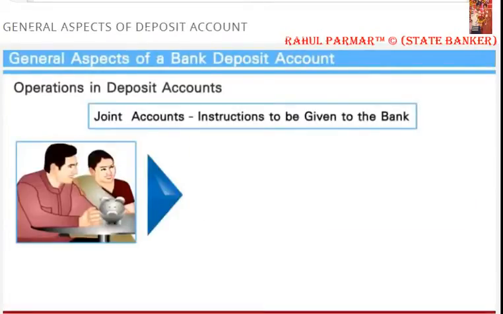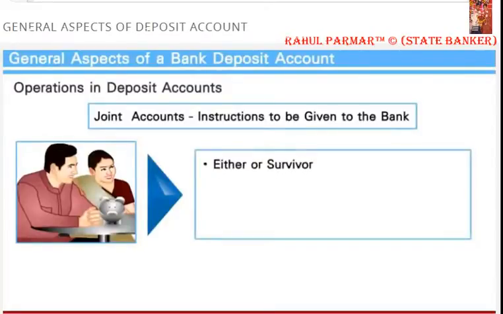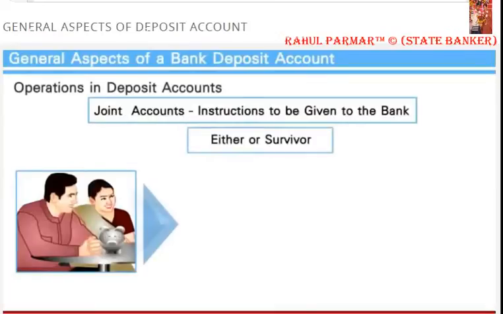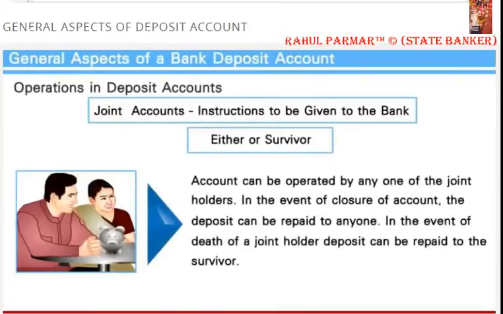The common types of instructions that the joint account holders can give to the bank are either or survivor, former or survivor, both jointly or survivor, and any two jointly or last survivor. The either or survivor account can be operated by any one of the joint holders. In the event of closure of the account, the deposit can be repaid to anyone. In the event of death of a joint holder, the deposit can be repaid to the survivor.